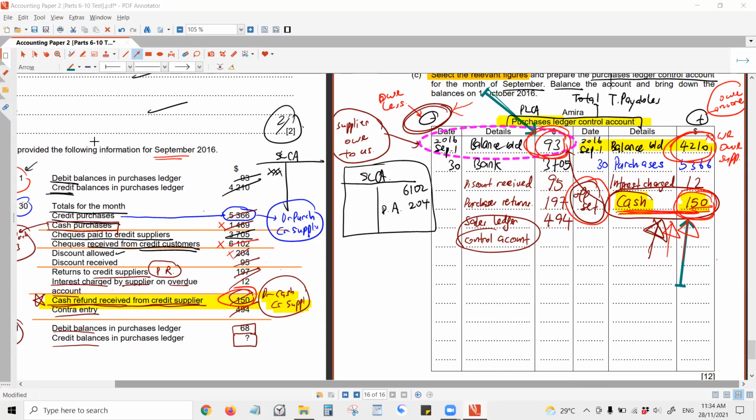So Shamin asks, if we owe 494, we owe 494. The 494 is about the contra entry, which means we have to cancel the overlapping amount owed.